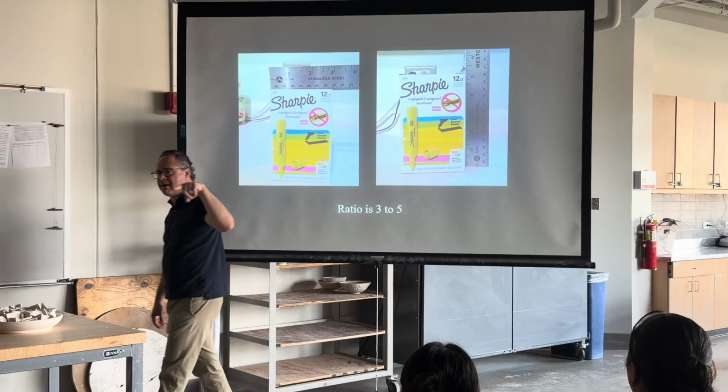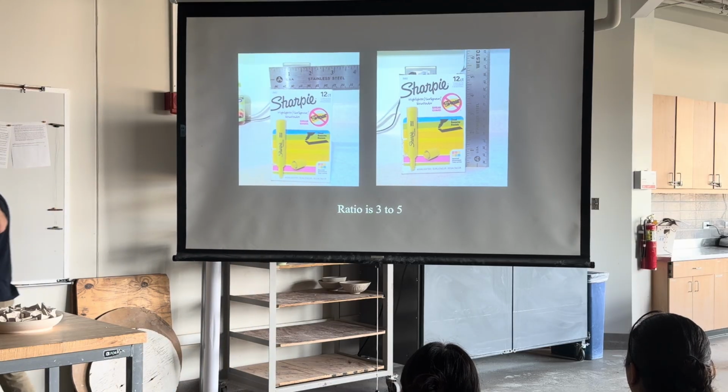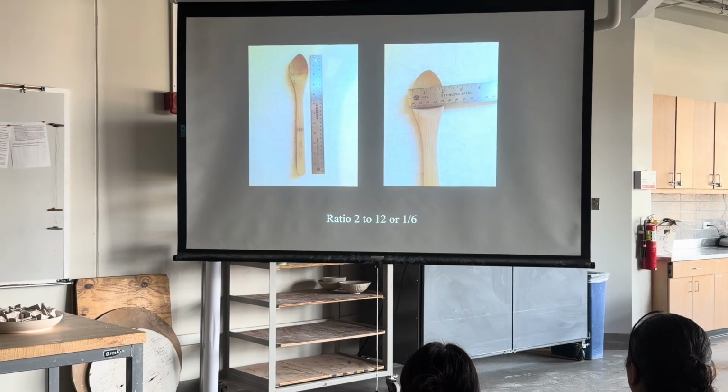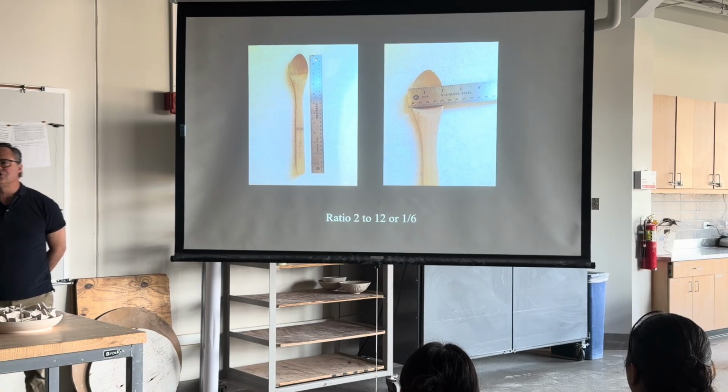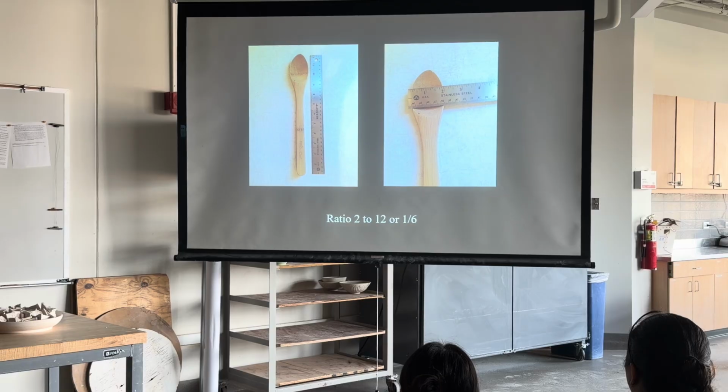Okay, can everybody remember 3:5? You guys think you can remember that one? Because we're going to come back to that. All right, if we take a look at this, it's a wooden spoon, right? It's 12 inches tall and it's 2 inches wide, or a ratio of 1:6. Okay, did you see how we did that? 2:12, 1:6.